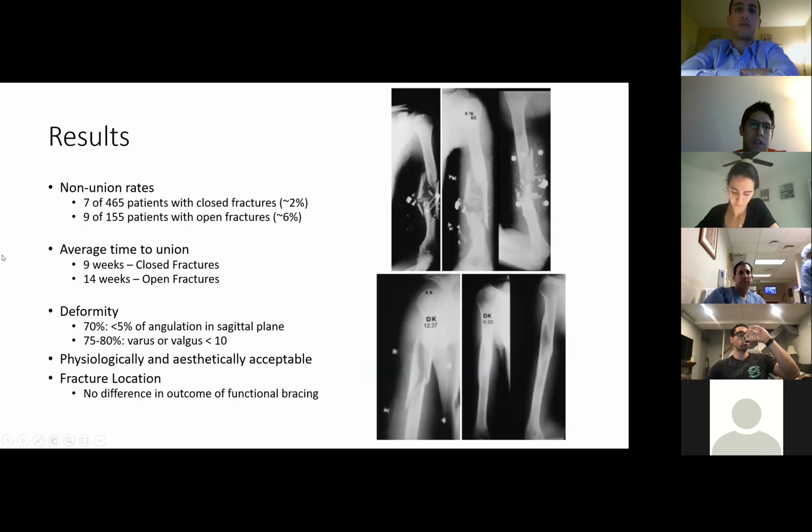In these patients, of the 465 that had closed fractures, only 7 of them had non-union, around a 2% rate. And for the patients that had open fractures, only 9 of them had non-union, a little bit higher at around 6%.